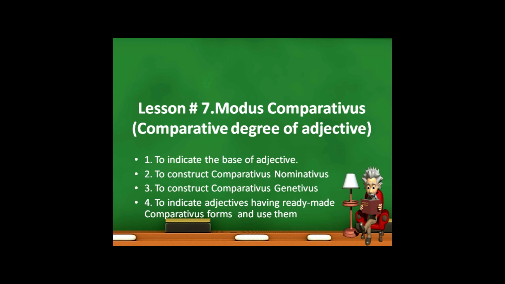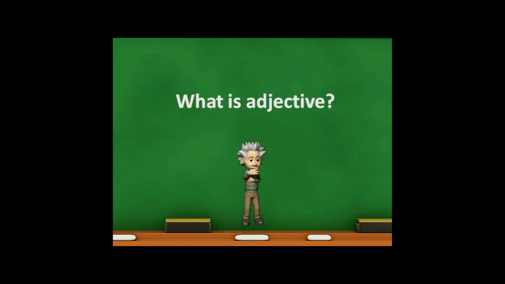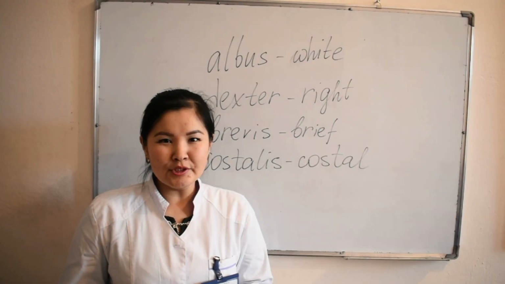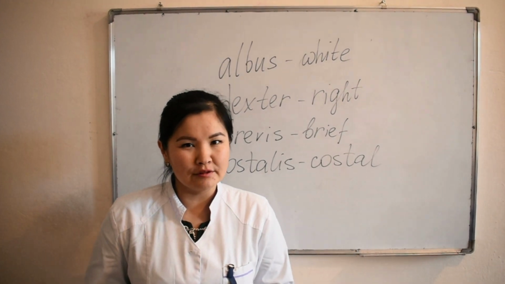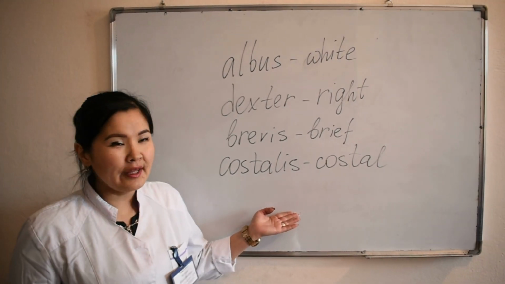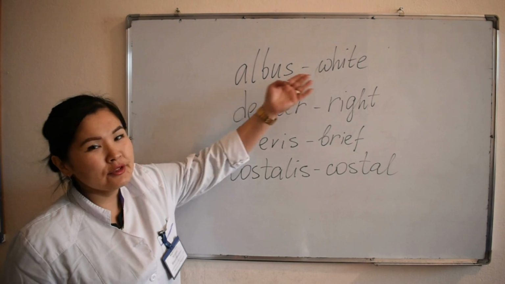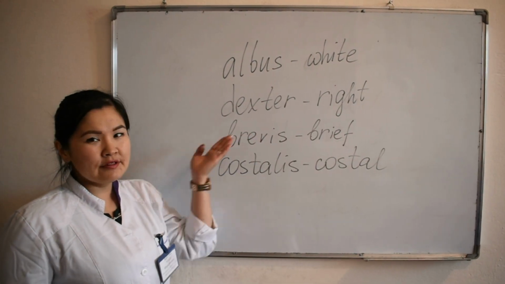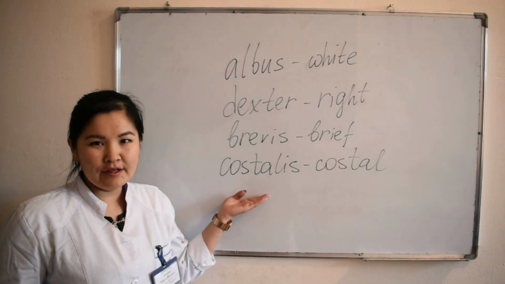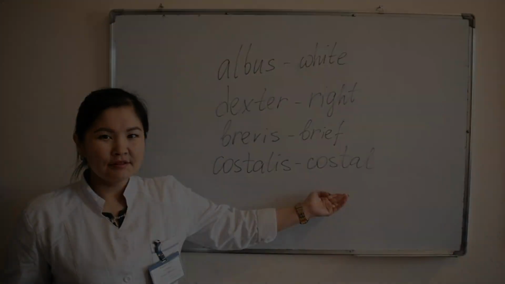Question: what is an adjective? An adjective is a part of speech which is used to describe qualities of a noun. See examples of Latin adjectives: albus, white; dexter, right; brevis, brief; and costalis, coastal.